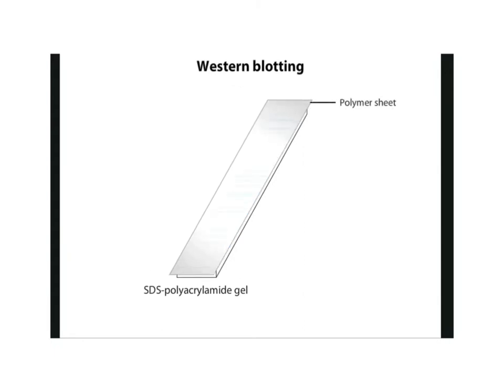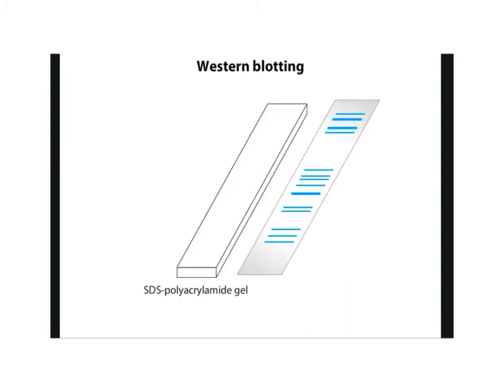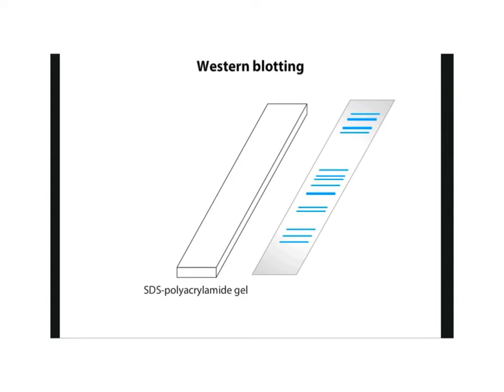Protein transfer from the gel to the polymer sheet is done by electrophoresis. In an electric field generated by a power supply, the proteins, which are coated with negatively charged SDS molecules, migrate toward the positive electrode. As the proteins migrate out of the gel, they are captured on the sheet, and the proteins will stick to the sheet in the same position they had in the gel. Thus, the sheet is an exact replica or blot of the gel.